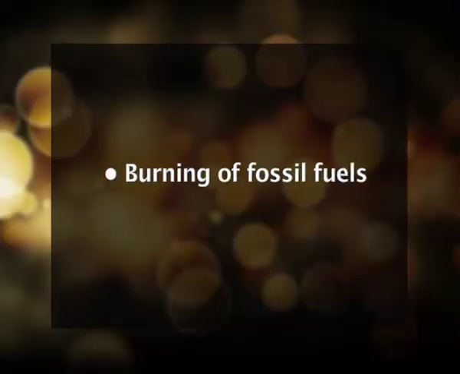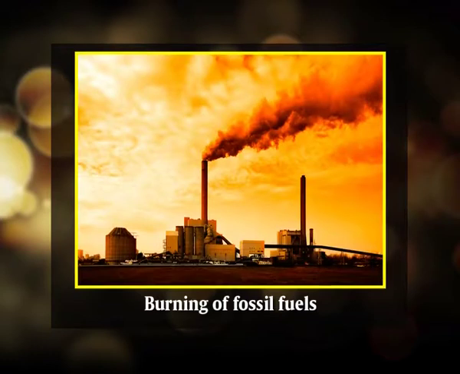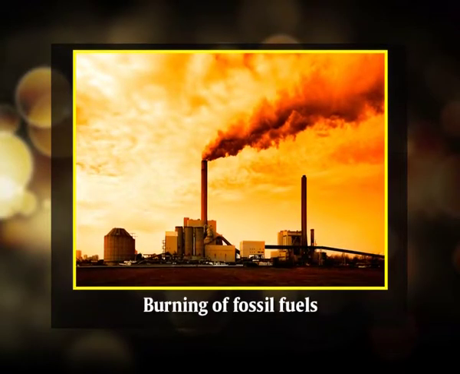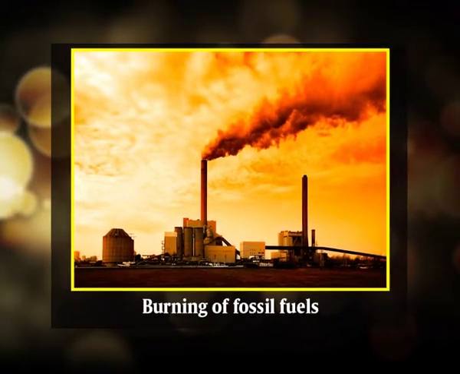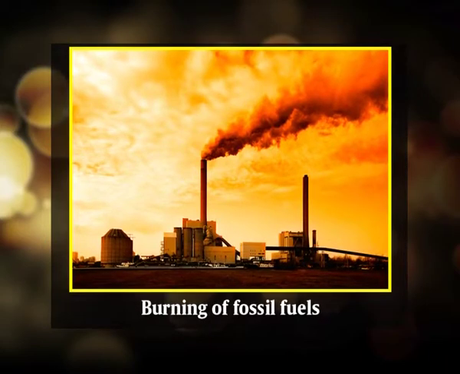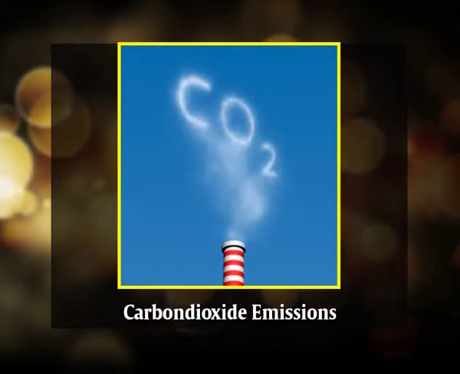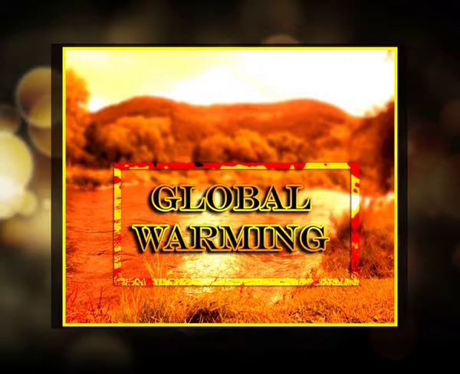Burning of fossil fuels. Fossil fuels like coal and oil, when burned, produce a substantial amount of ash in the atmosphere. The particles contain toxic chemicals which, when mixed with water vapor, result in acid rain. Also, carbon dioxide is released from burning of fossil fuels, which results in global warming.